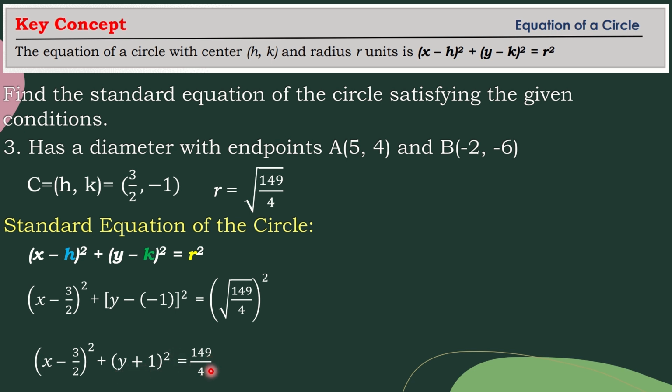So why is it 149 over 4? So pwede nating makancel po yung square root sign at yung squared or yung power na 2. So that is the standard equation of the circle.